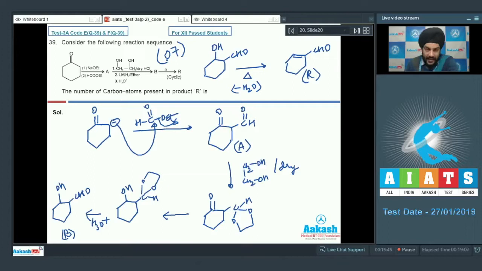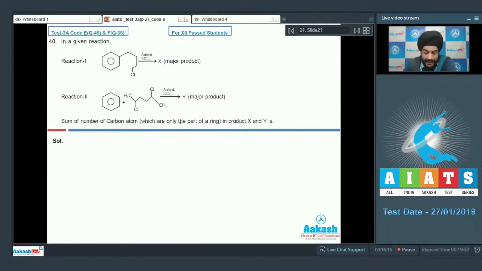Let us look at the last question in this paper, question number 40. In a given reaction, we have been given 2 reactions in which Friedel-Crafts alkylation is taking place. If we talk about reaction 1, we have this substrate reacting with anhydrous AlCl3. The anhydrous AlCl3 will extract this chlorine, leading to the formation of a carbocation at this position. The carbocation will now attack the benzene ring at the ortho position and will lead to the formation of a 6-membered side ring. So this is our major product X.